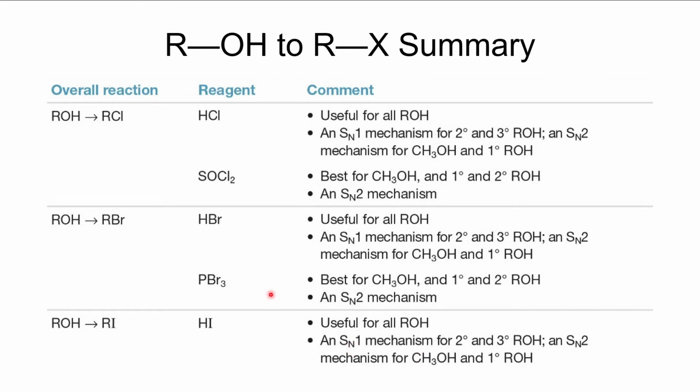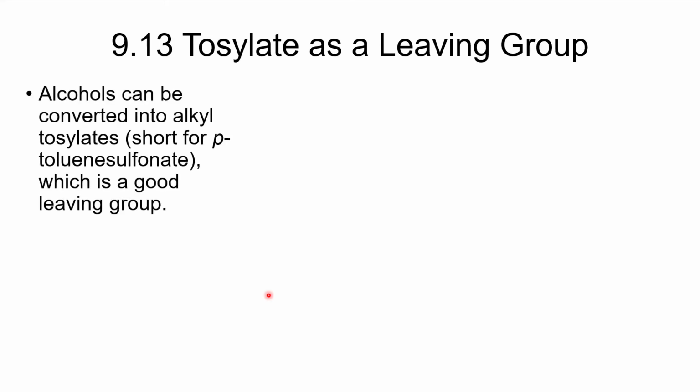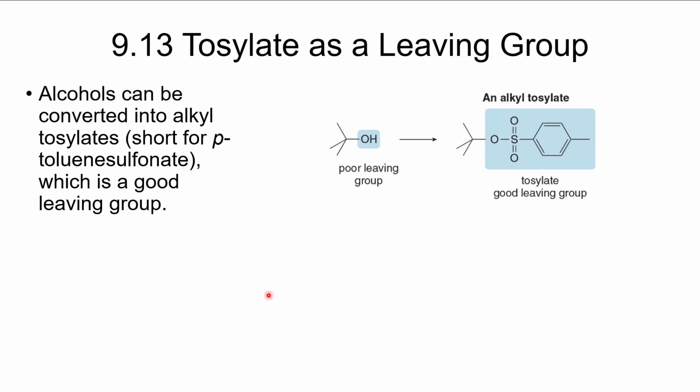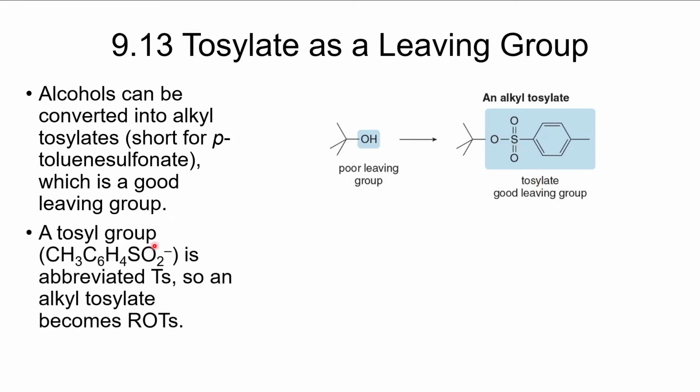All right, and we're going to combine that with one other topic here, which is looking at tosylates as leaving groups. Alcohols can be converted into alkyl tosylates, and a tosylate is short for para-toluene sulfonate, and that ends up being a really good leaving group. So we can convert an alcohol into a tosylate. A tosyl group is abbreviated Ts, so an alkyl tosylate is ROTs.